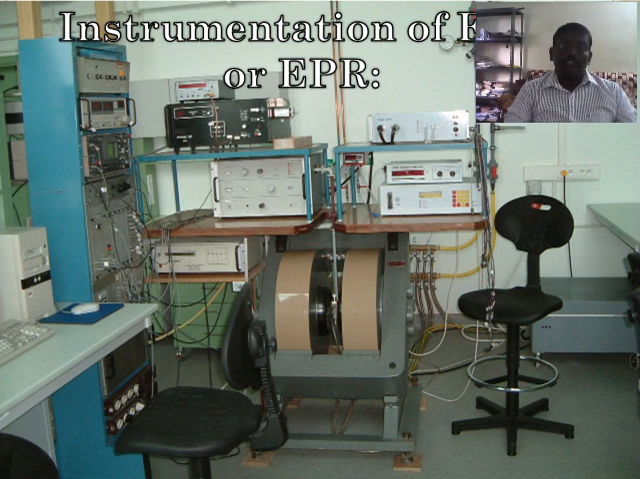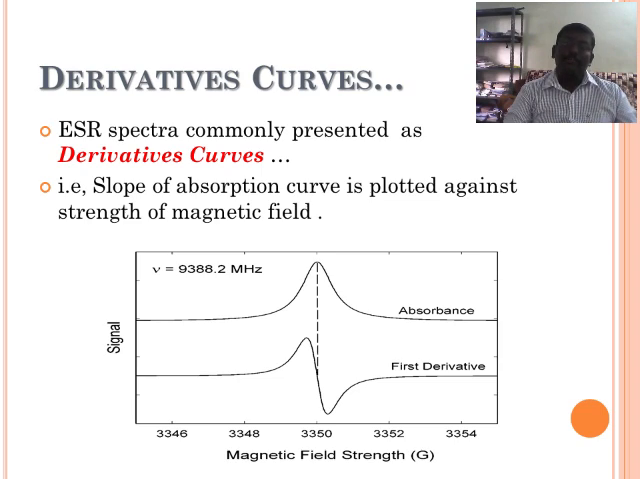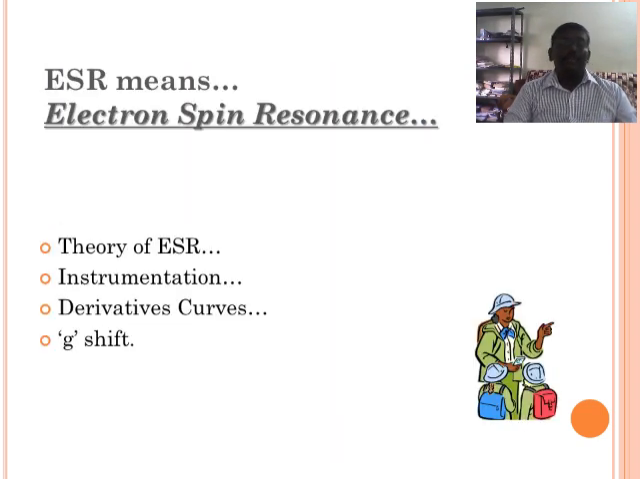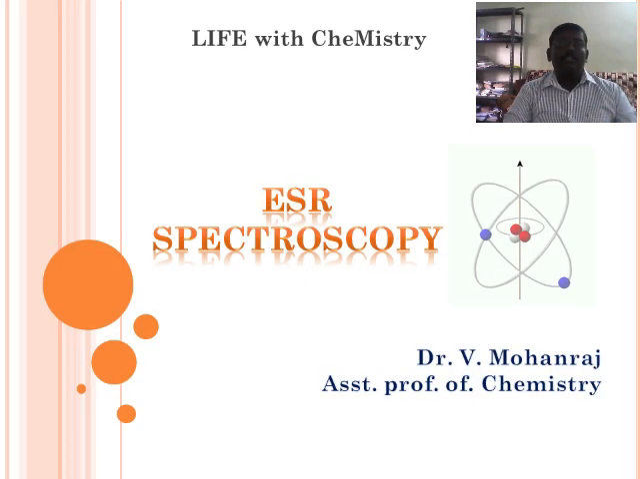So today we discussed what ESR spectroscopy is, the definition of ESR, theories of ESR, instrumentation of ESR spectroscopy, derivative curves, and g shift. So ESR is very important. This is for the theory and instrumentation, derivative curves, and g shift.